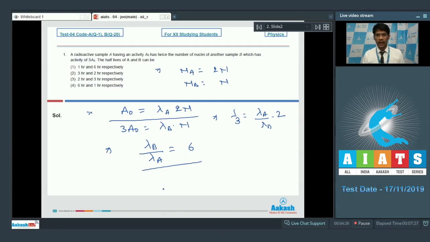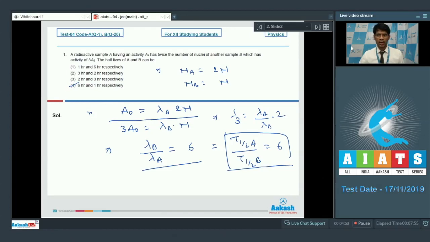What we know here is half-lives of radioactive samples would be inversely proportional to the rate constant. So I would say T half of A and T half of B would be equal to 6. Taking this as the reference, the ratio of half-lives of A and B could be 6:1. So option 4 seems to be the correct answer, or most appropriately matching answer.